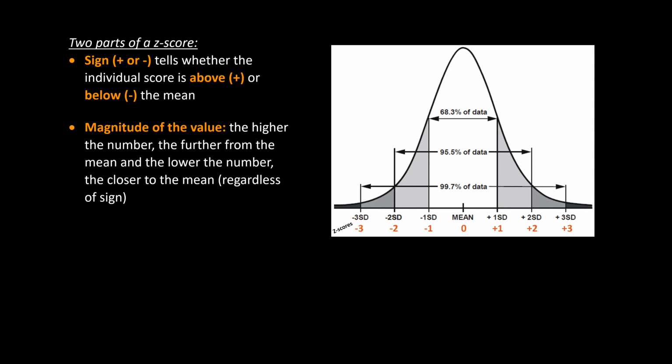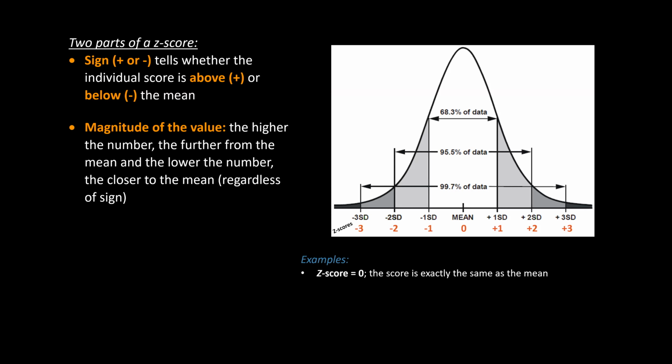And then the magnitude of the value. And what that means is when we talk about magnitude in mathematics, what we mean is how big the number is. So the higher the number for a z-score, the further and further away that score is from the mean. And we can see that in this image here. We see those z-scores, they get bigger the further away they are from the mean. And it is regardless of the sign. The sign only tells you what side of the mean the score is on. The magnitude of the number tells you how far away that score is from the mean.